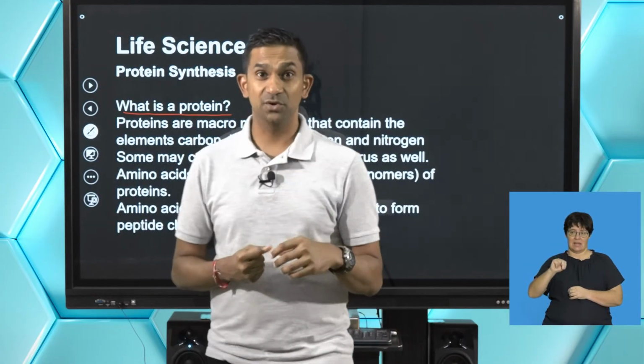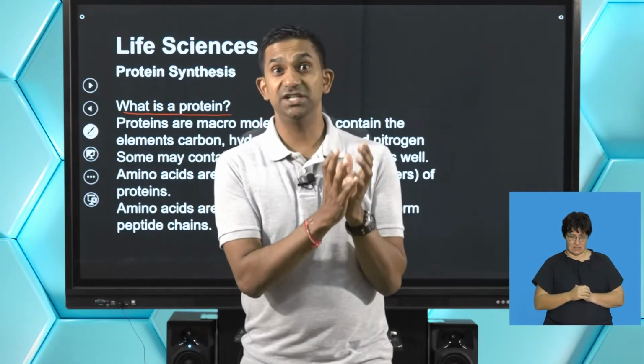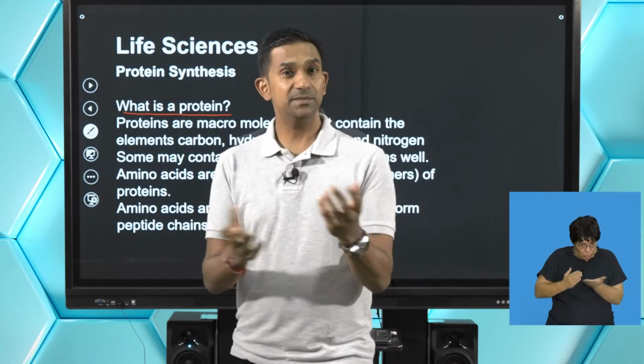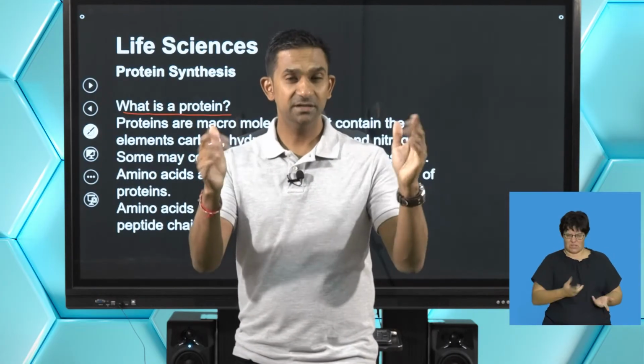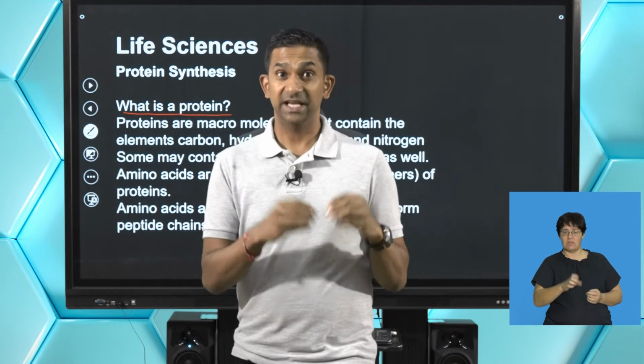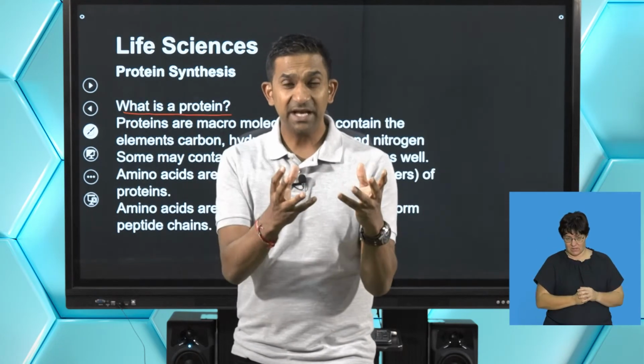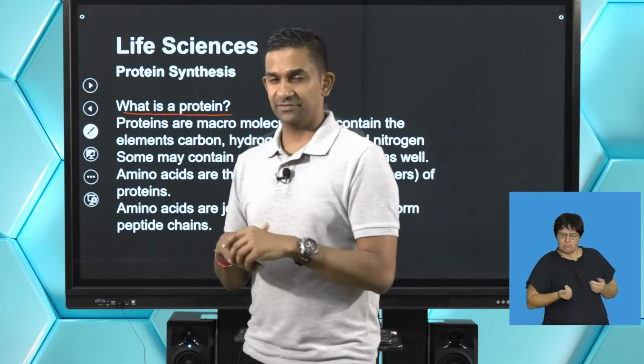We also know that proteins are the way a gene is expressed. What do I mean by that? A gene codes for a specific characteristic. How does that characteristic present itself?